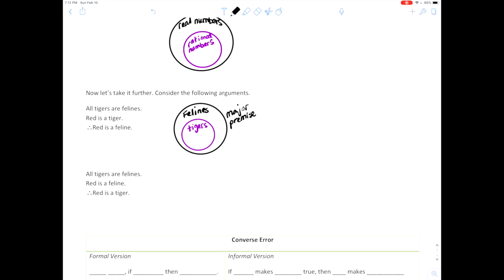Okay, so if we take a look at that second line, Red is a tiger. Well, remember this circle means tigers, and Red is part of that group. So we'll say this here is Red. If you put them together, the major and minor premises, let's see what we have, our result.